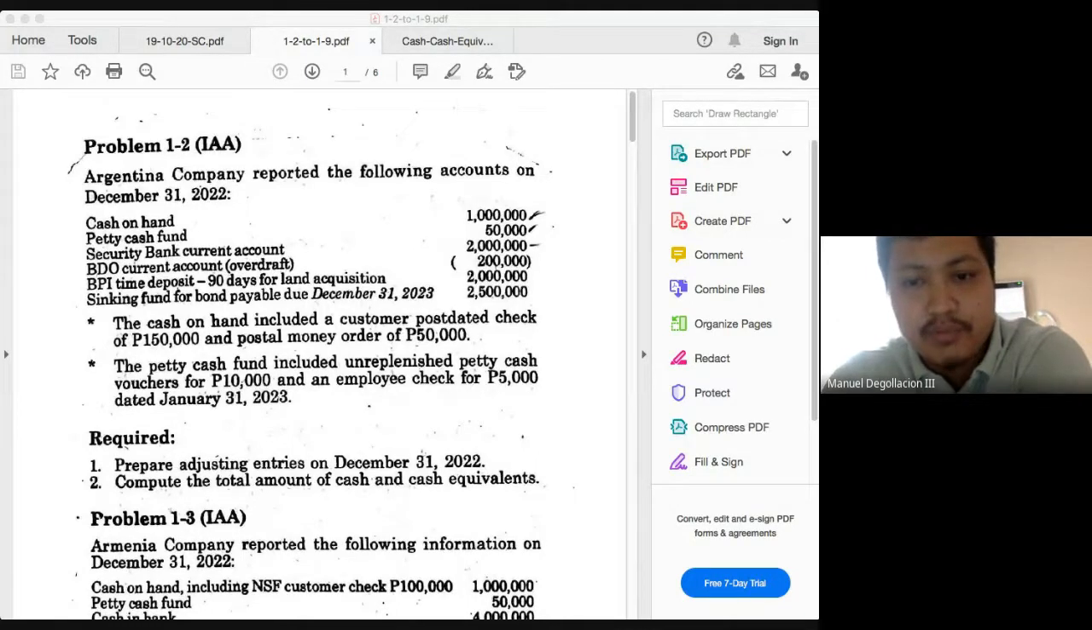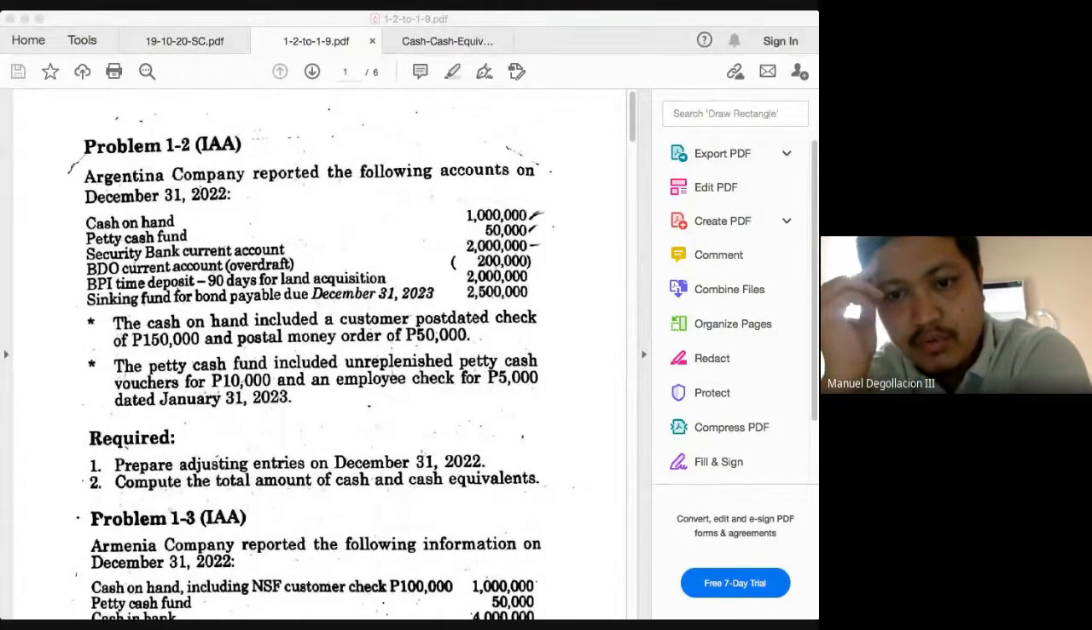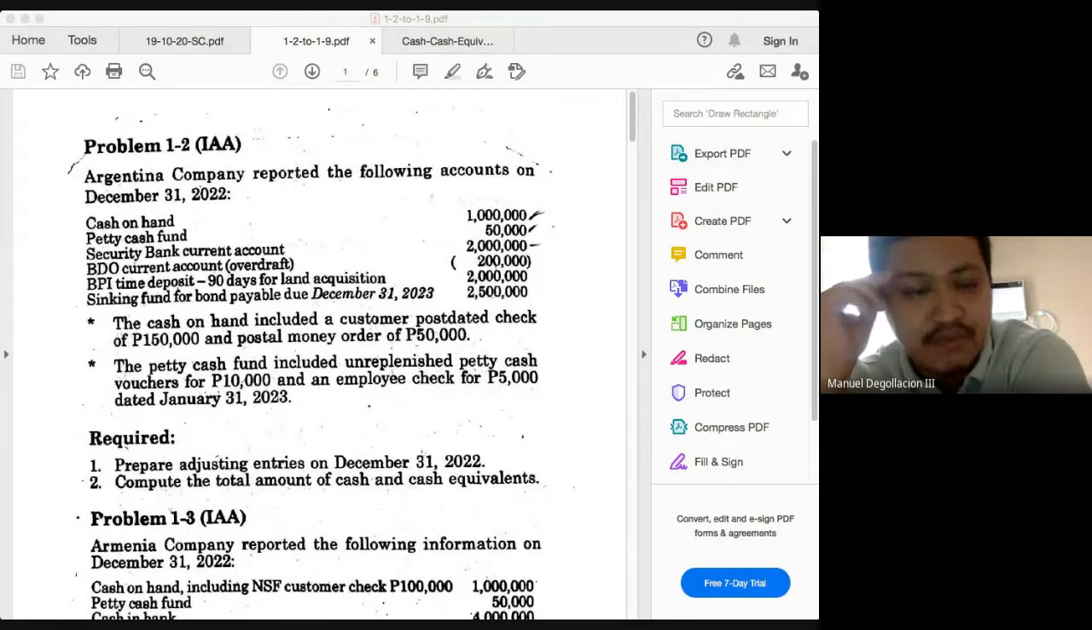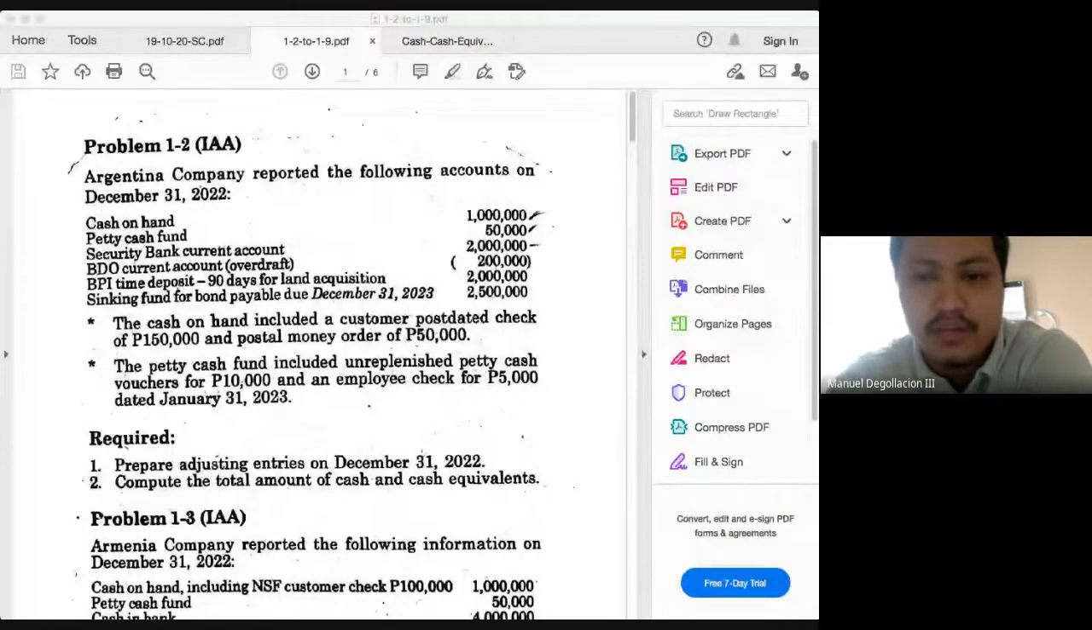Although there are some problems wherein we will have to determine the correct or the adjusted amount to be reported, you would also notice that most of the information that will require an adjustment will only require either an addition or a subtraction, or sometimes even the additional information will have to be simply ignored in arriving at the correct amount for the item to be included in our cash and cash equivalents.